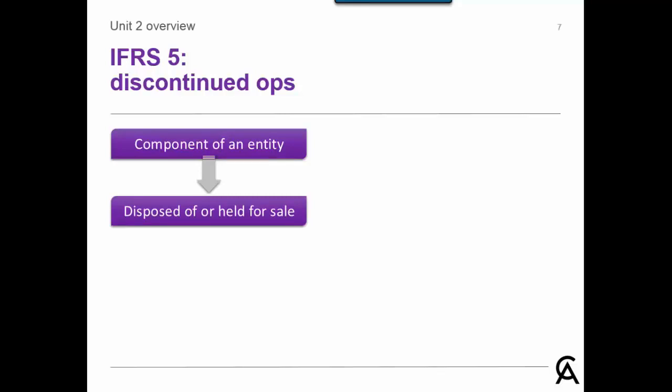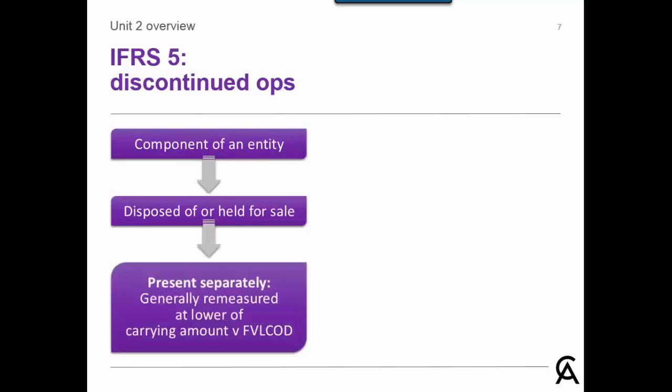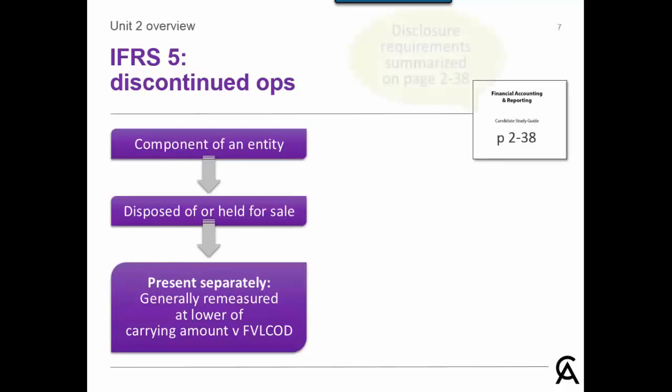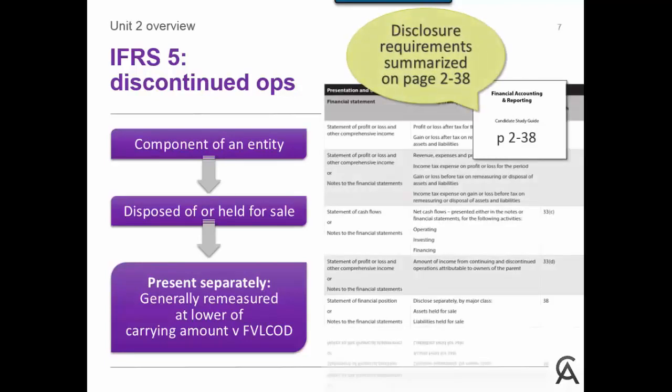The disclosure requirements ask preparers to present discontinued operations separately. Why? Well, it's pretty hard to make assessments about future cash flows if you actually can't distinguish the ongoing parts of the business from the discontinued parts. Think about what a user would need to see and check page 2-38 for a summary of disclosures.